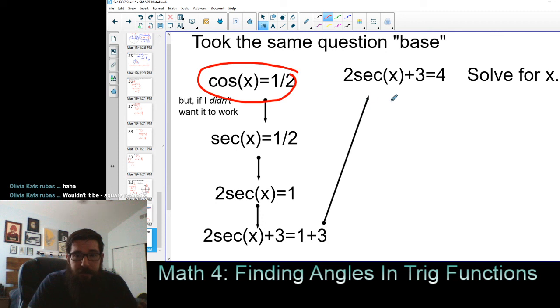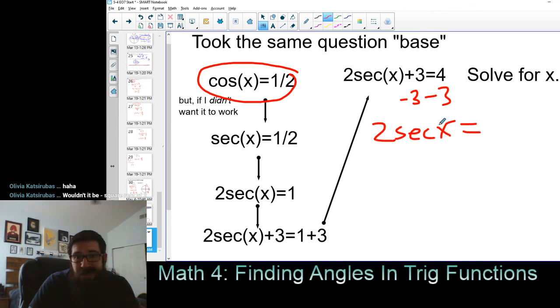If you're taking this test on Friday, what would you actually do? Same algebra. Isolate the trig. We're going to subtract the 3 from both sides, which is going to give you 2 secant of x. Again, this is just some variable. It's easier for me to do x's instead of the thetas. 4 minus 3 is a 1. Divide both sides by 2. I'm going to get secant of x is 1/2.